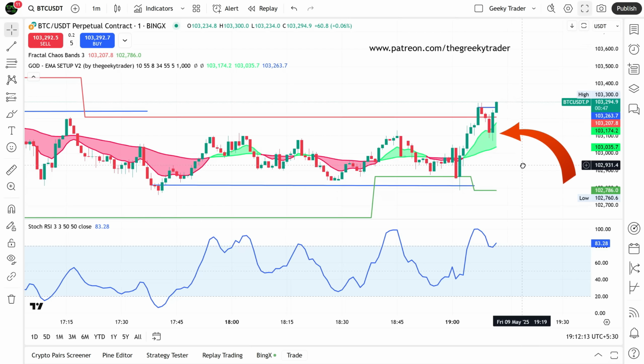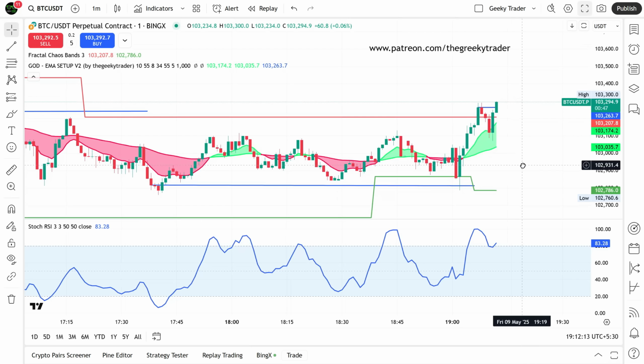Now let's take a closer look at the EMAs. Notice how they're forming a beautiful green ribbon? That's a clear signal of a bullish trend. The buyers are in control and the market is showing strength. At the same time, if we check our stochastic RSI, it's currently sitting in the overbought zone. That might sound like a warning sign, but here's what I'm noticing. Instead of reversing, the price seems to be pushing even higher with strong momentum. This tells me that the bulls aren't done yet and there's still room for the trend to continue.